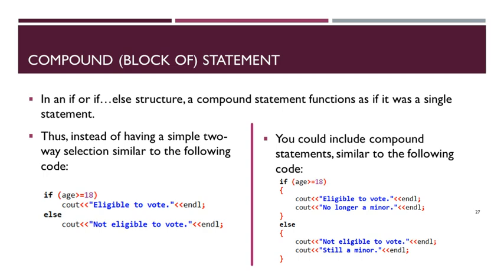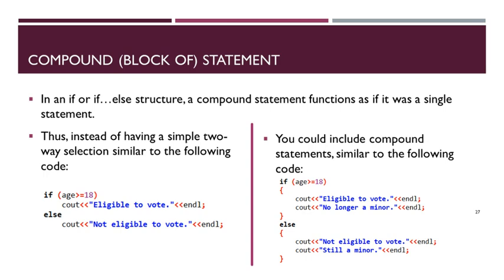Okay, next we are going to look at an example of using compound or block of statement. As you can see, there are two examples. The first example is using a simple two-way selection structure on the left side. If the age is larger than or equal to 18, the person is eligible to vote. If the condition is false, the program will display not eligible to vote. Let me look at the right side, where we use the compound statement.